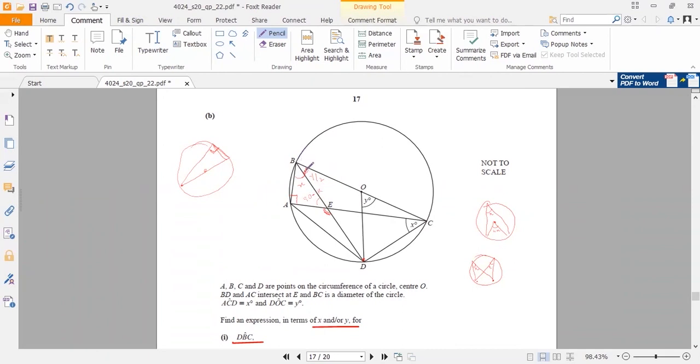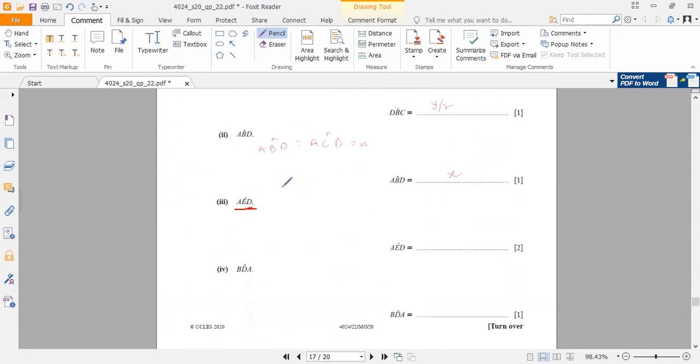And BED is a straight line, so if we subtract this angle from 180, we will get this angle. Now we can say that BEA is equal to 90 minus X. For the angle AED, we have to subtract 90 minus X from 180. So AED will be equal to 90 plus X.